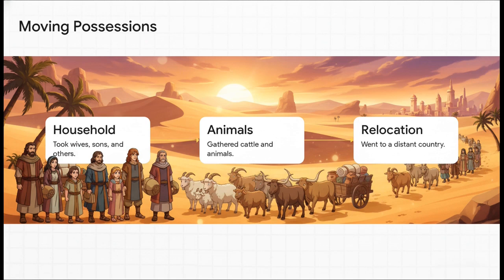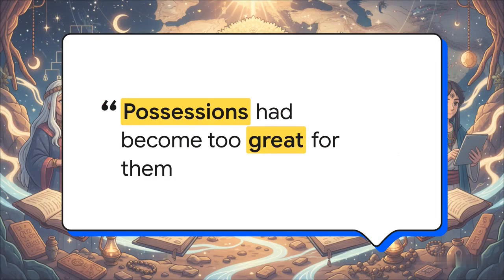And the absolute hardest part? Rounding up massive, endless herds of cattle and livestock. This wasn't just a family moving. This was practically an entire city picking up and marching straight across the desert. But why did they have to move in the first place? Well, Genesis 36:7 actually tells us, for their possessions had become too great for them to live together, and the countryside through which they were traveling couldn't support so much livestock.